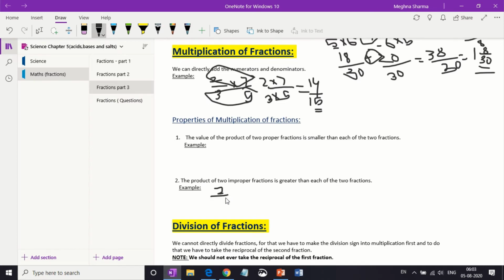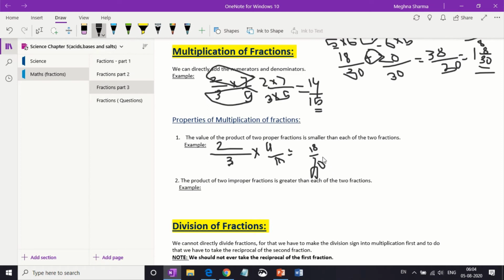Let me take again 2 by 3 into 9 by 10. Just normal multiplication. 2 nines are 18 by 30.